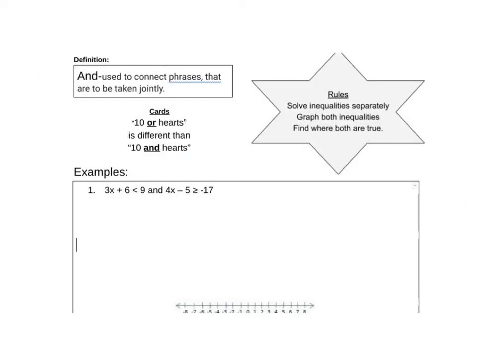All right, so for these next examples, we're going to switch gears to our "and" statements. So remember, when it's "and" statements, that means we need both of them to be true. So we still start the same way, by solving.